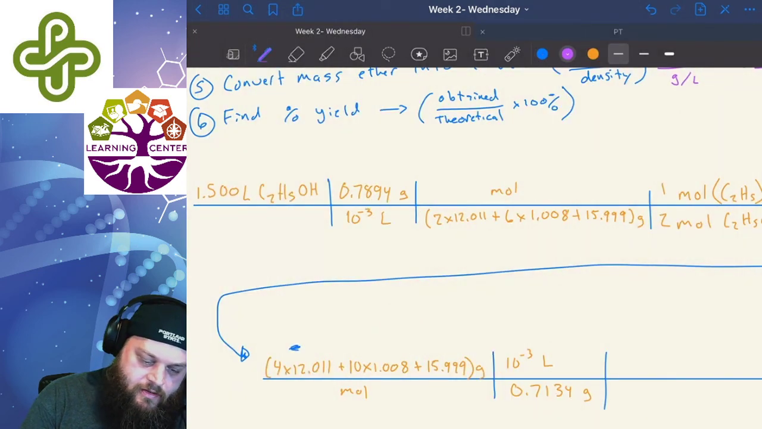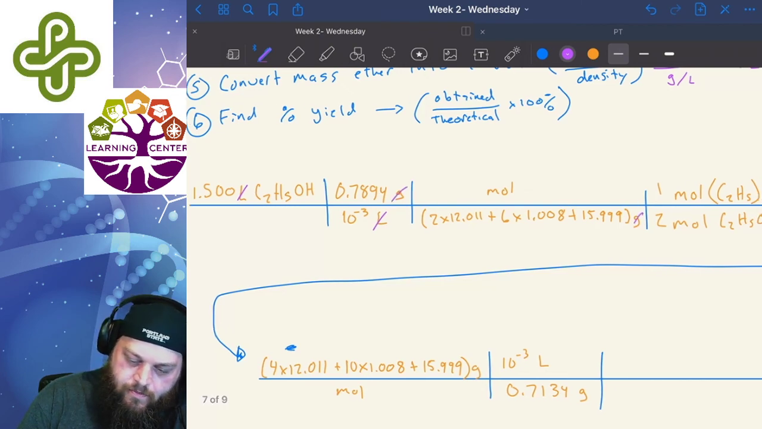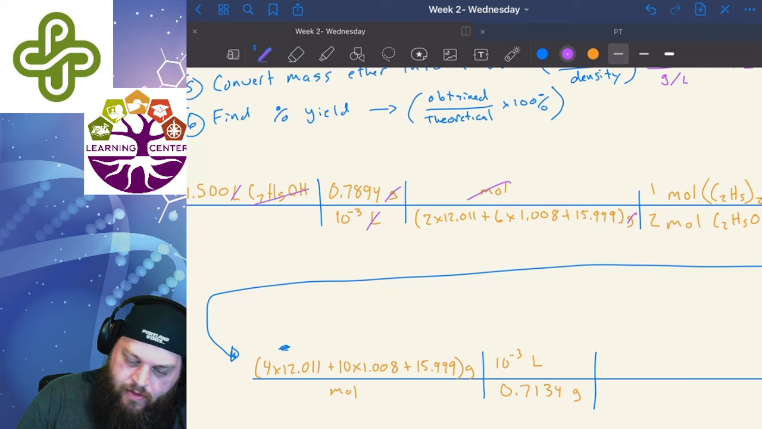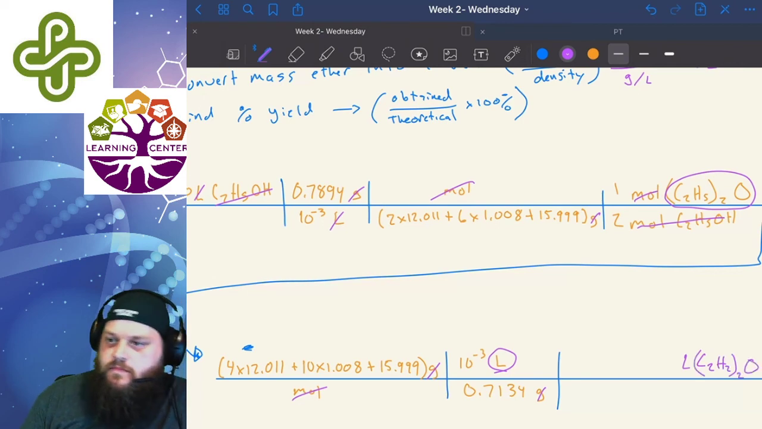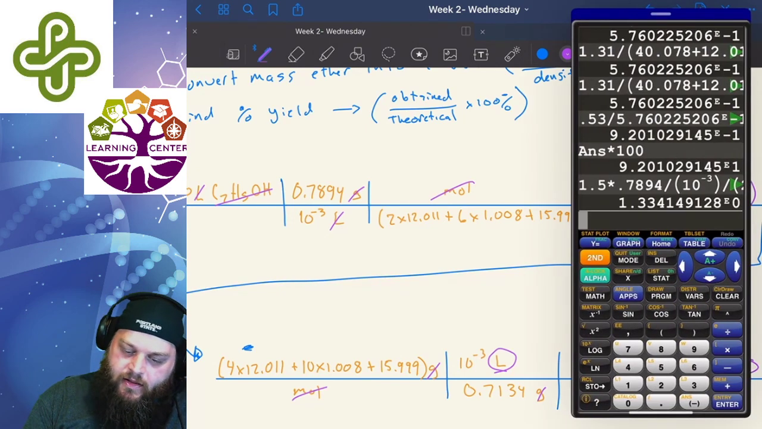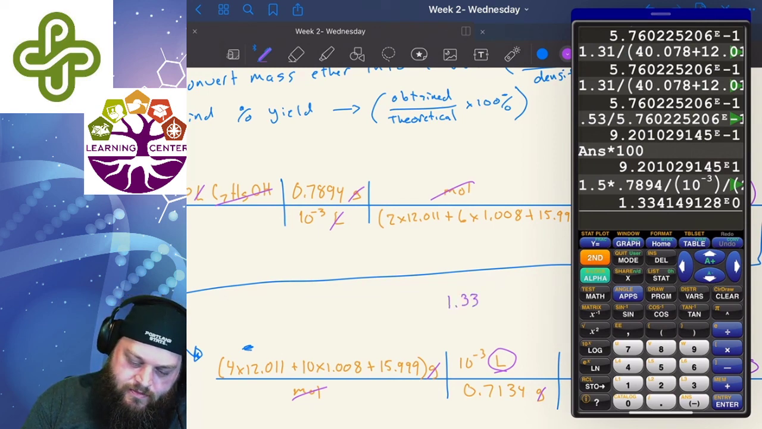So just looking at my dimensional analysis, I forgot to do this earlier. Liters cancel out there. Grams cancel out there. My moles of ethanol go away there. My moles go away here. My grams go away there. I'm left with liters of ether. So this should be liters of (C2H5)2O. So making sure those units match lets me know that if I did all the math correctly, then I should have 1.33, and this should be in liters.